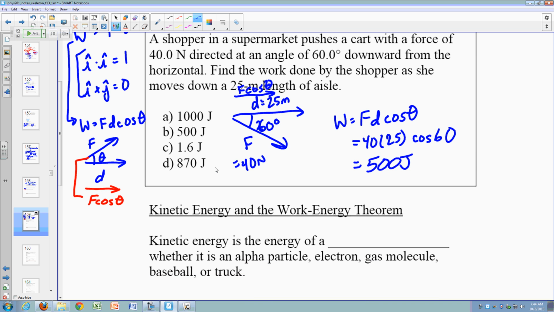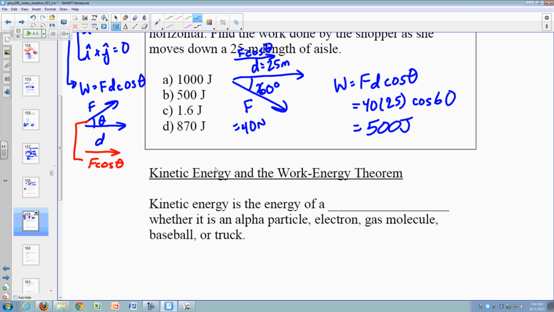All right, so this is going to move us into the kinetic energy and the work energy theorem. First, kinetic energy is the energy that's associated with motion, and then the work energy theorem is going to say that anytime I do work on an object, I change its energy. And that'll be a really useful thing that we'll be able to apply in a lot of different scenarios. But first, let's just look at kinetic energy. Kinetic energy is the energy of a moving object.